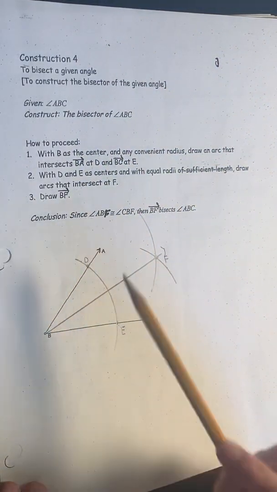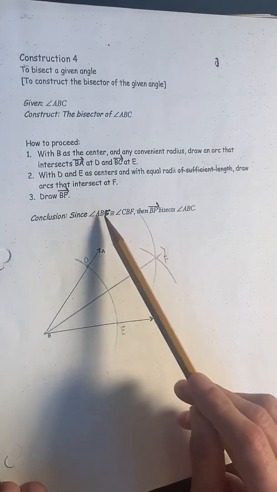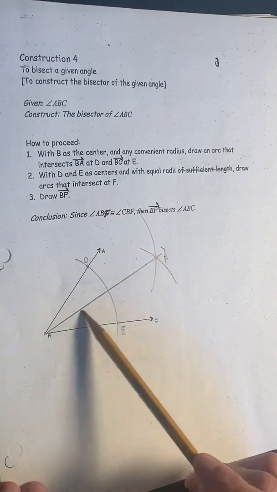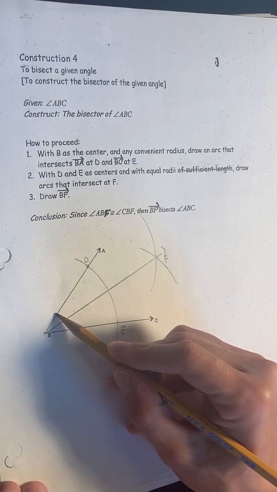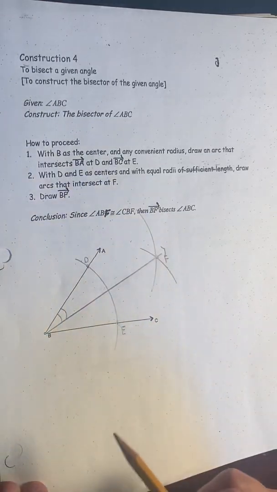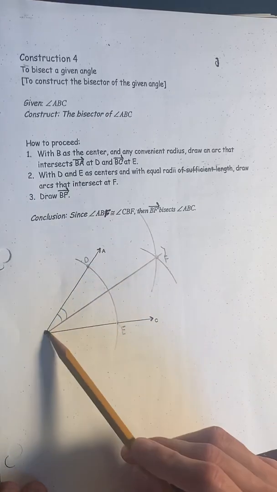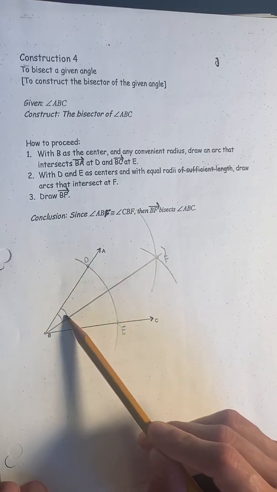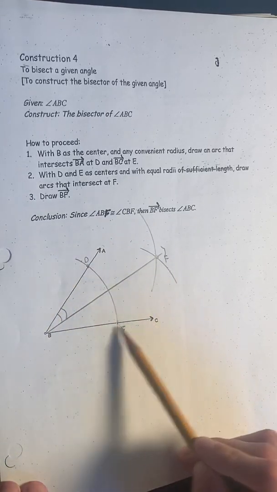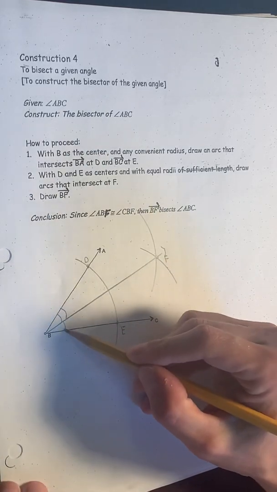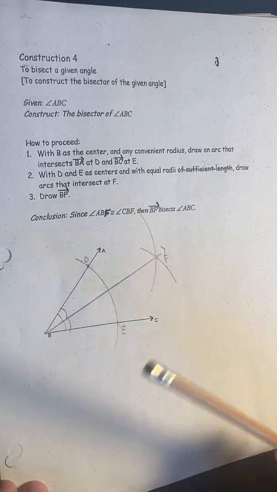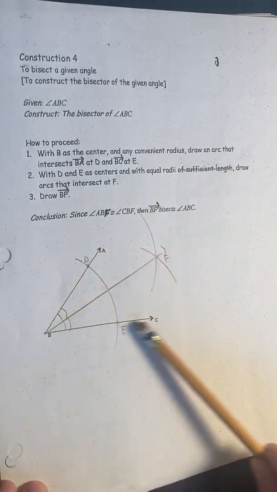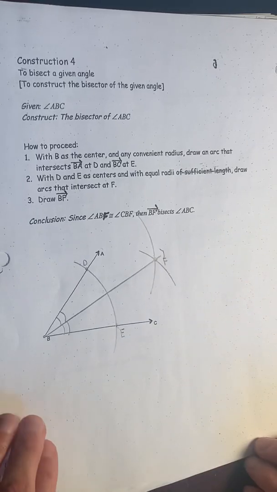The conclusion. Angle ABF, which is the top angle, I'm going to put an arc here to show you. I'll use 2 arcs to denote the angle. Angle ABF is congruent to angle CBF, the bottom portion of that original angle. And again, BF is the angle bisector of angle ABC. Construction 5.